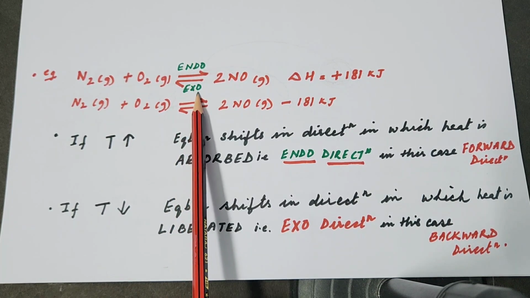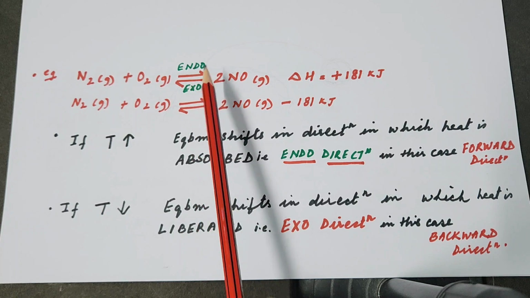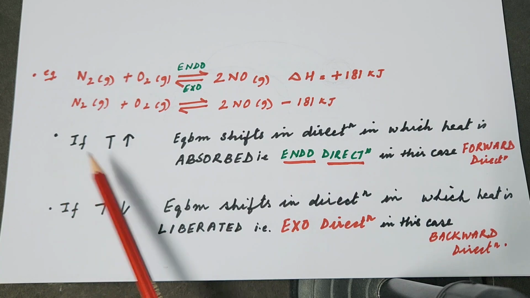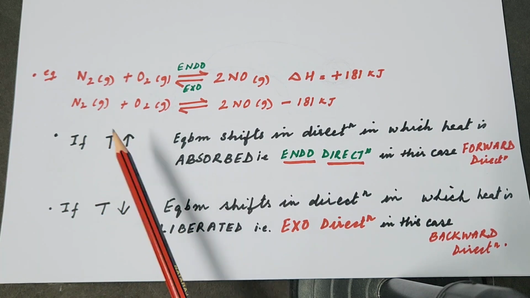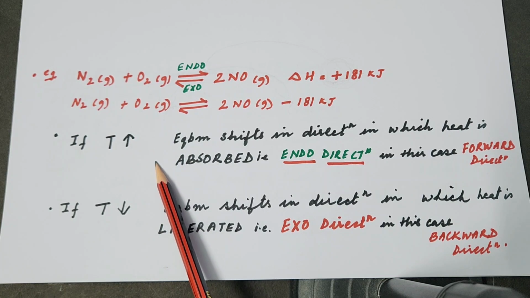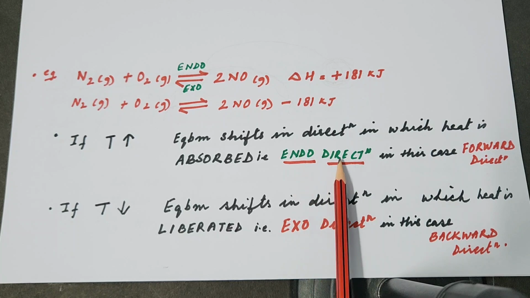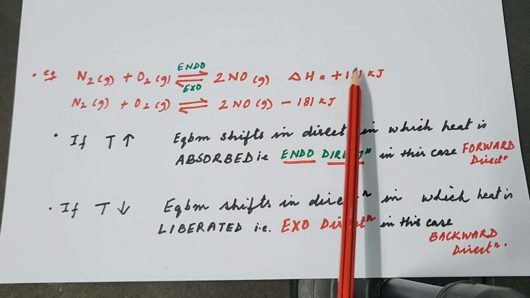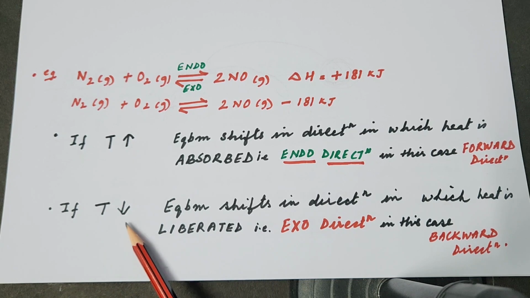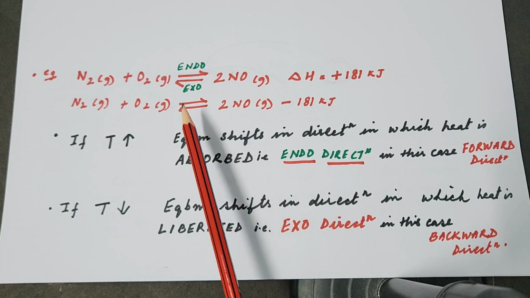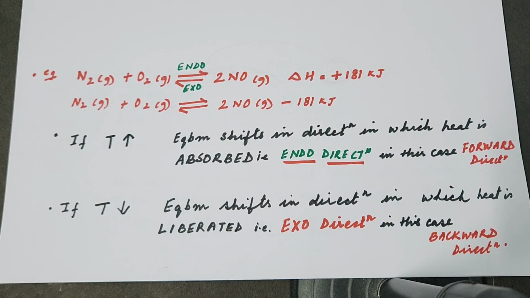This is the key point for the temperature factor, that once you have determined your endo and exo direction, then it's the same thing for all reactions. That is, if temperature is increased, the system will try to undo the increase in temperature by reducing the temperature, absorbing that extra heat and therefore moving in the endo direction, which in this case is the forward direction. If temperature is decreased, the system is going to undo the decrease in temperature by increasing the temperature, that is by liberating heat. That is, liberation means exothermic direction, which in this case is the backward direction.